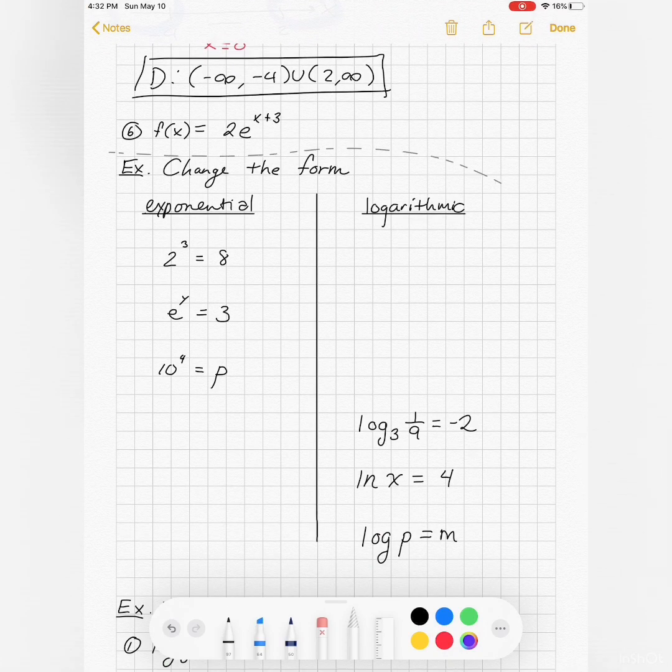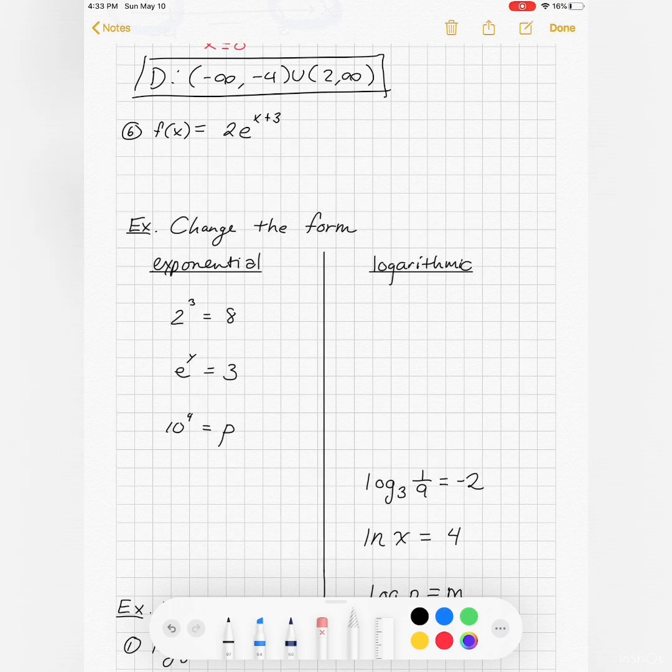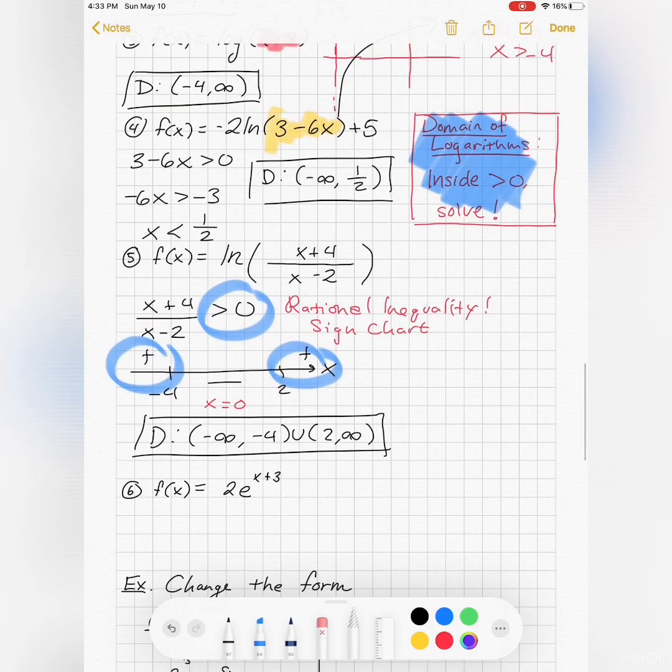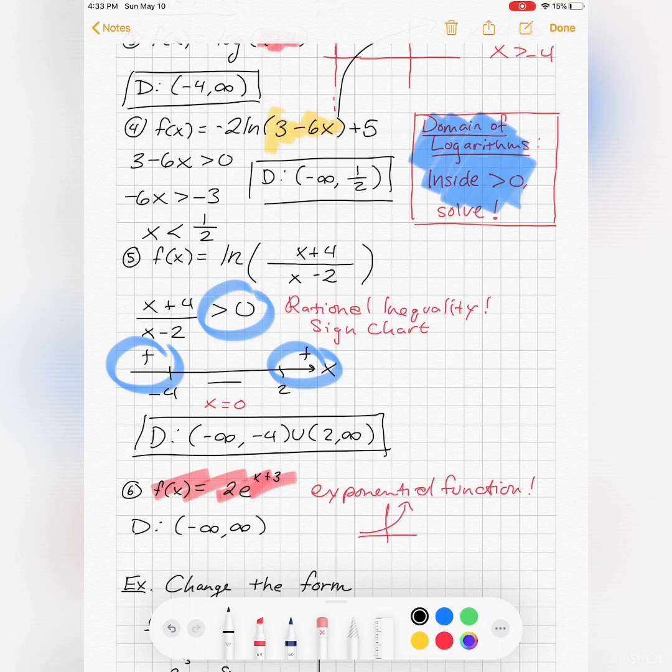There's one more here. Let me move this down. This is actually an easy one. So I'm looking for the domain. But what kind of function is this? So be careful. This is not a log function. This is an exponential function. Do you remember the domain of exponential functions? All real numbers. That problem is easy.